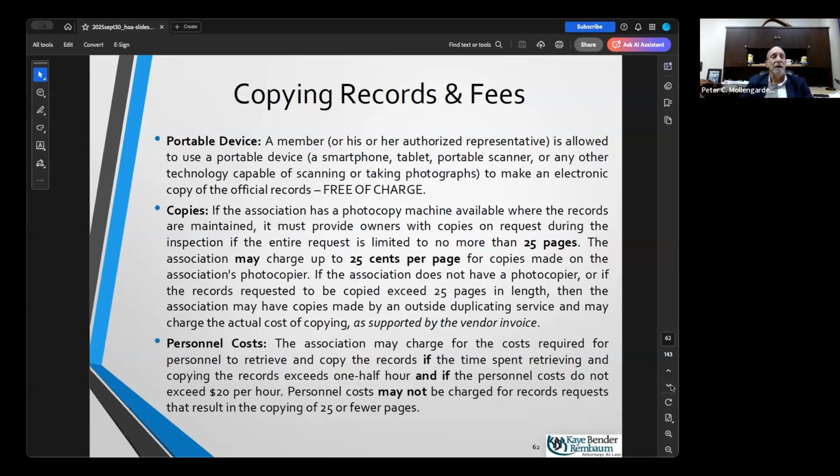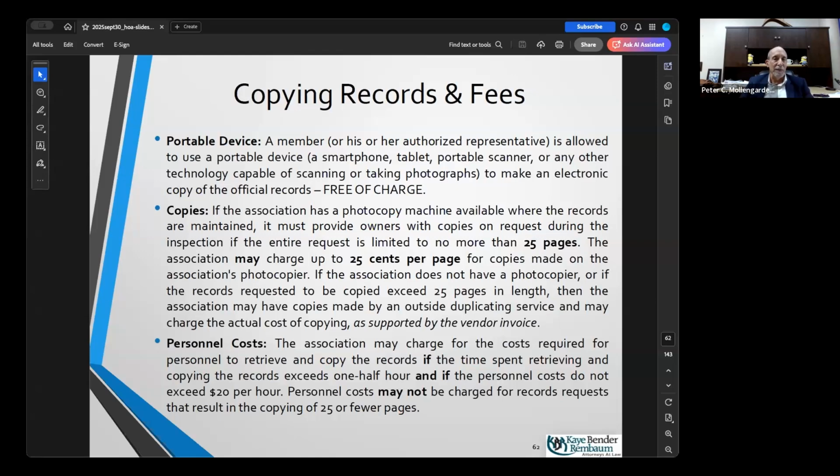Now, under the law, a member or their representative is allowed to use a portable device like a smartphone, a tablet, a portable scanner, or any other technology capable of scanning or photographing to make an electronic copy of the records. You can't charge an owner for doing that. So if an owner wants to use their tablet, their smartphone, portable scanner to make their own copies or pictures, they're allowed to do so.